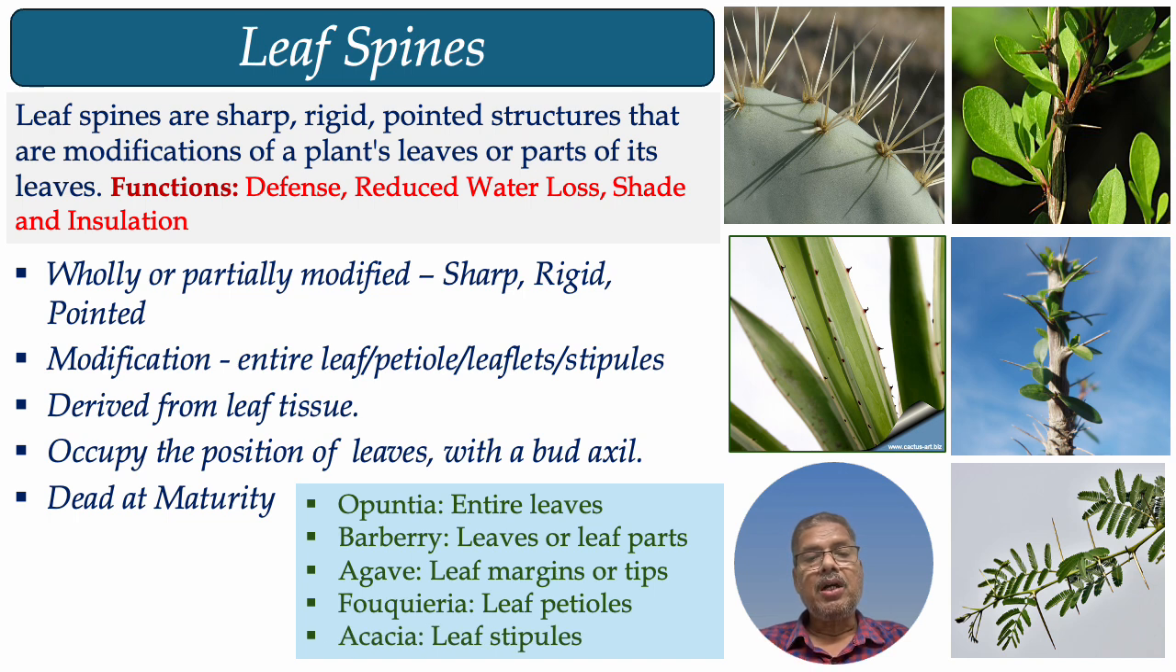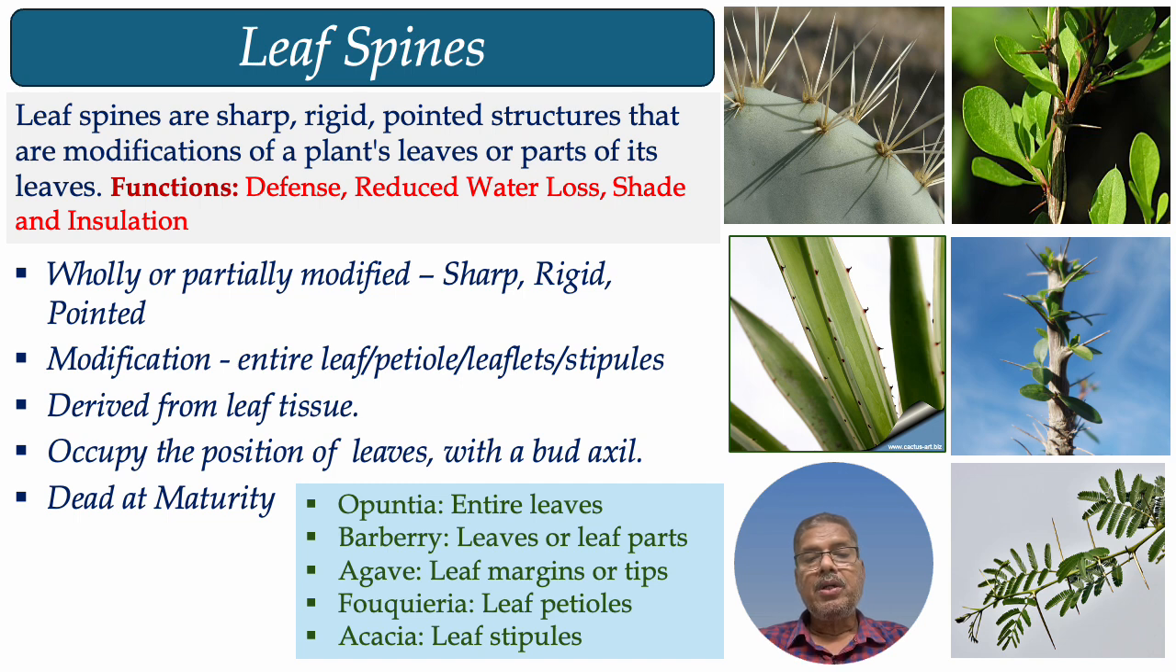The examples are the cactus. The entire leaves are often transformed into the spines growing from specialized structures called areoles. Example is Opuntia. Many Berberis species have spines that are modified leaves or leaf parts, often occurring in clusters.